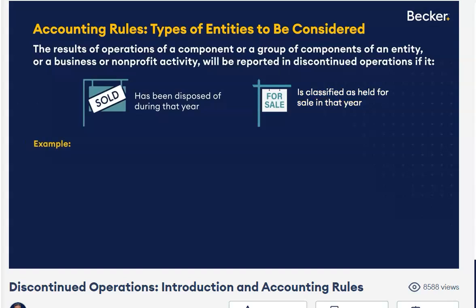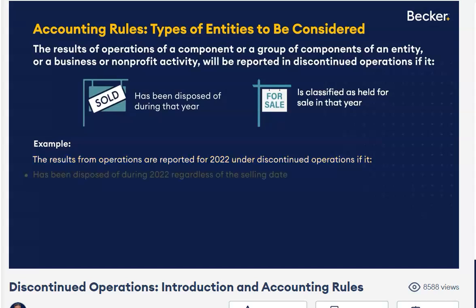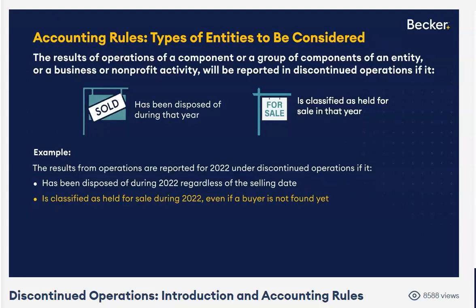Now look, if we're reporting our results from operations, let's say for 2022, I don't care if they sold it in January or November. All of the results for that year are going to be under the heading discontinued operations, regardless of the particular date where they actually disposed of it. Or let's say they haven't even found a buyer yet. They've merely classified it as held for sale that year. Let's say they're on a calendar year basis. I don't care if they classified it as held for sale in March or December.